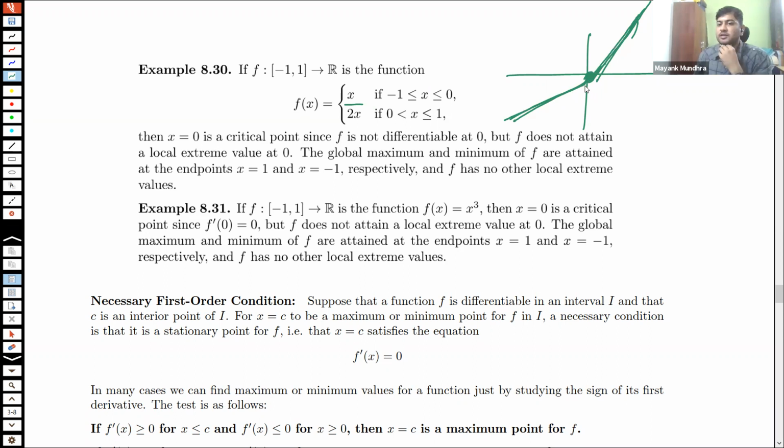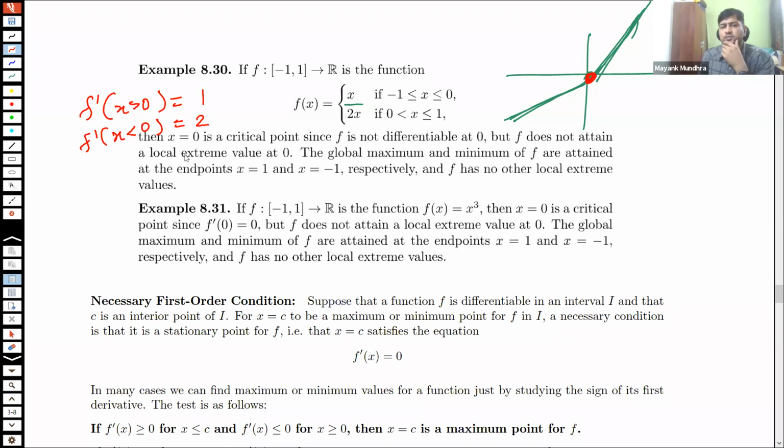A function is differentiable if it is smooth, right? If f prime exists. So if you look at the f prime value for x greater than 0, it will be equal to 1, and f prime value for x less than 0 is equal to 2. So f prime at 0 does not exist. So this function is not differentiable. F prime is not continuous, right? F prime is not continuous. So this function is non-differentiable at 0.